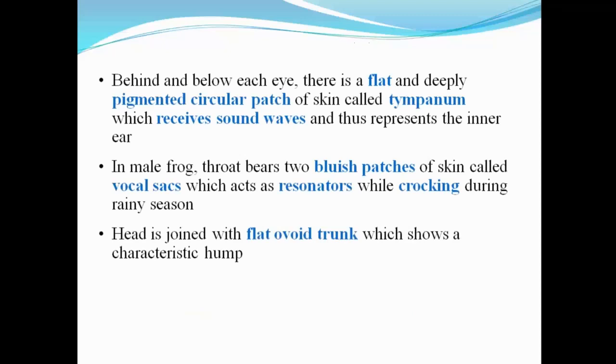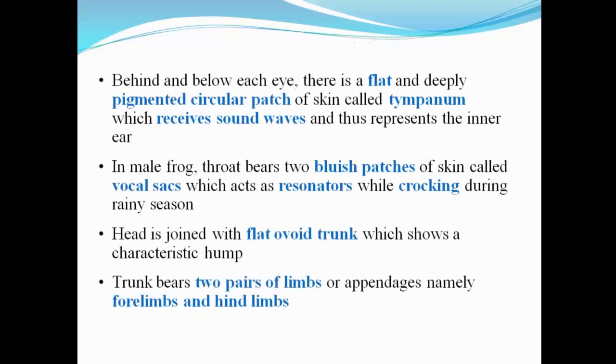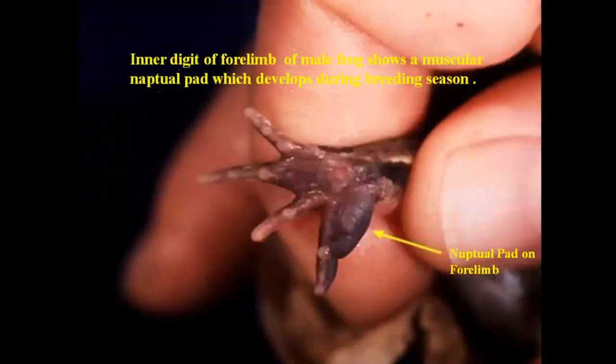It's a head trunk which shows a characteristic hump, and hump is nothing but a slight elevation on its mid-dorsal side. Its trunk bears two pairs of limbs, that is the forelimbs and the hind limbs. This is the forelimb of the male frog, and on the inner toe of the forelimb, it shows a cushiony pad which is called a nuptial pad, which particularly develops and becomes prominent during breeding season.